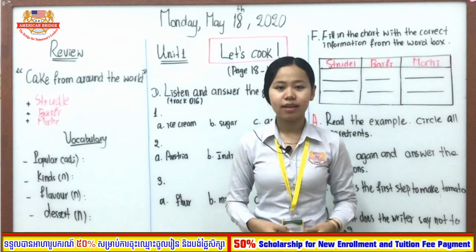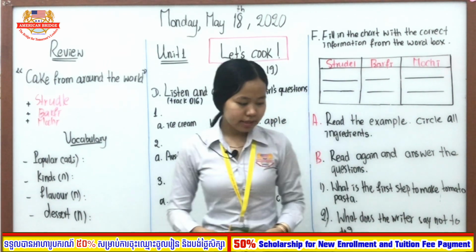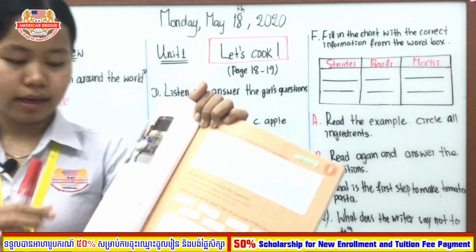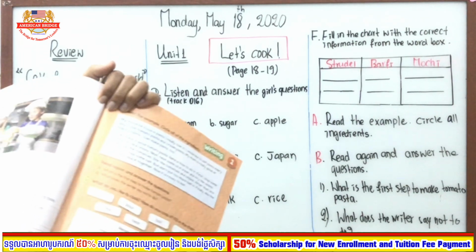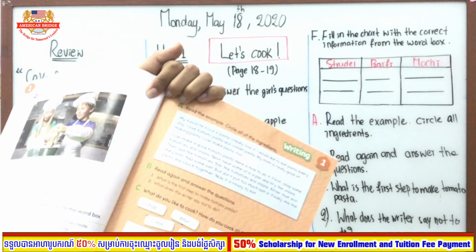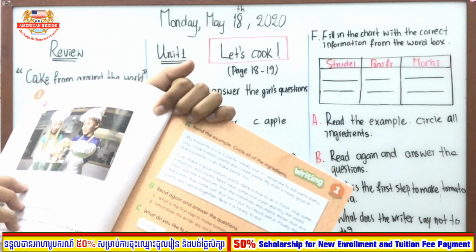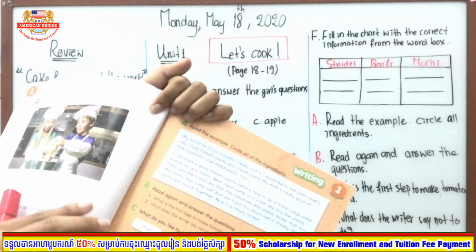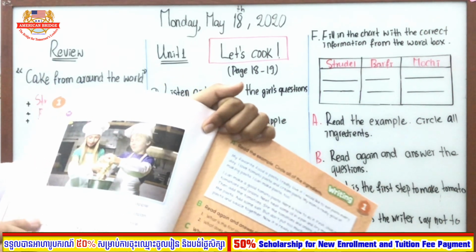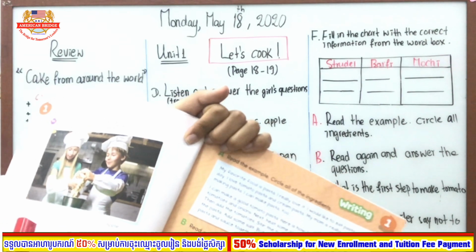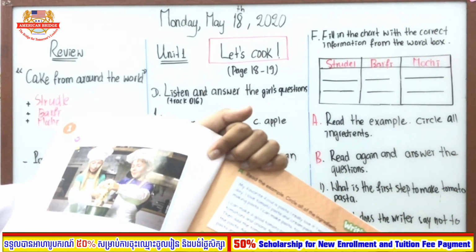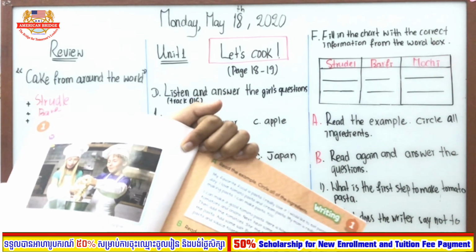Very good, everyone. So, first question, you can see here, number one, what is the question? Try to write the question first, and the answers they give you are ice cream, sugar, apple. Number two, Australia, India, Japan, and number three, flour, milk, and rice. So try to find the question first.